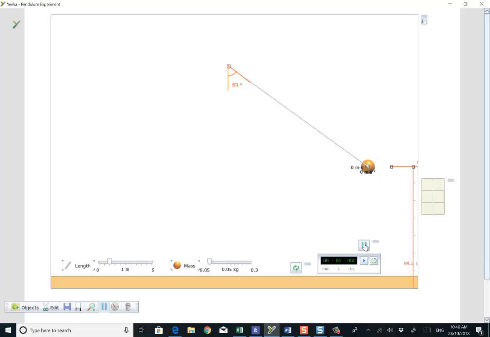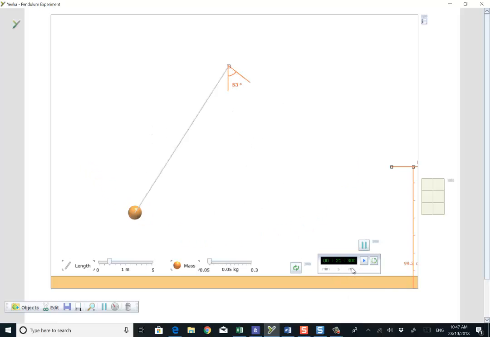So here we go, we're going to swing out, and I'll start when it gets to the top of its height. 1, 2, 3, 4, 5, 6, 7, 8, 9, 10.